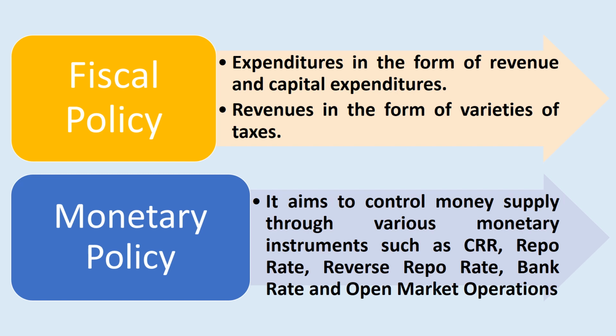One being cash reserve ratio. In case of India, you have repo rate, reverse repo rate, bank rate, and open market operations. Just to clarify, open market operation is the sale and purchase of government bonds or government securities by the RBI in the market. Now, all these instruments, if they are exercised, have implications with respect to money supply in the economy.